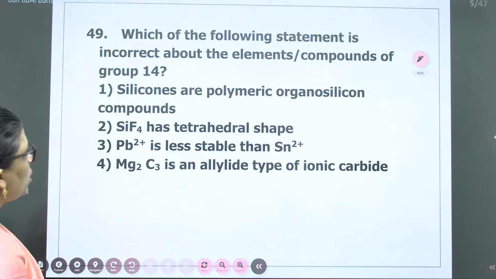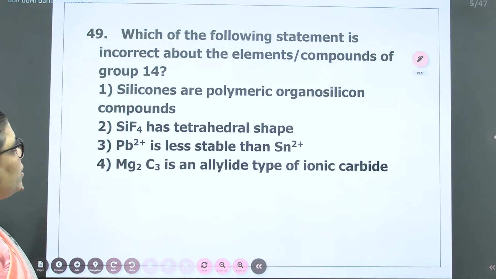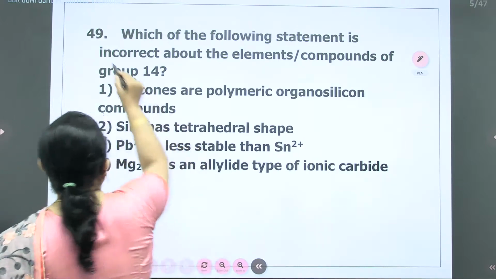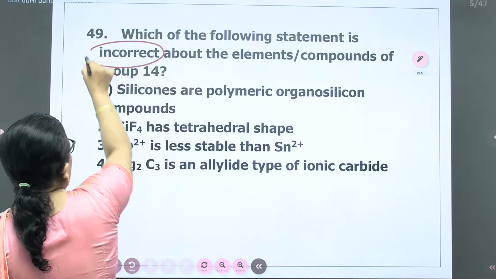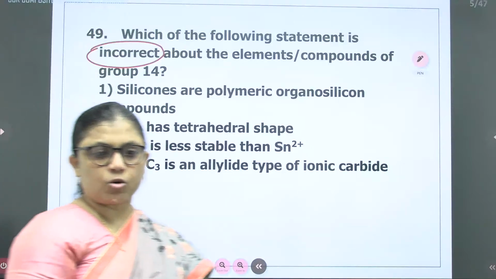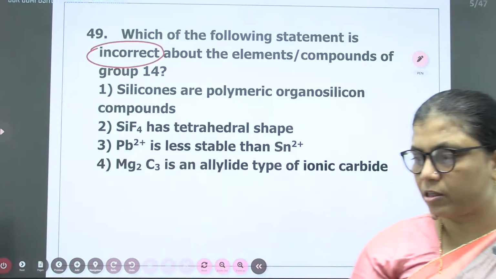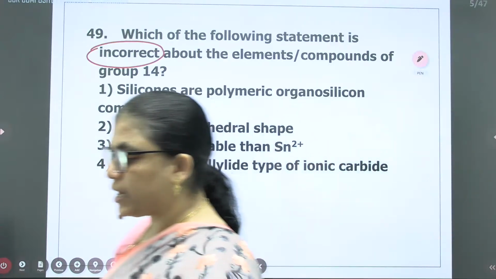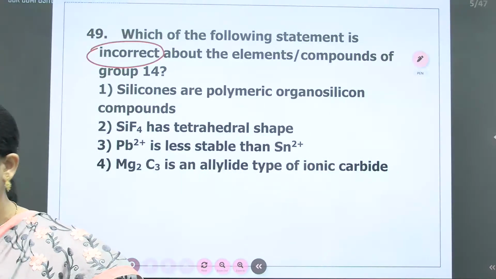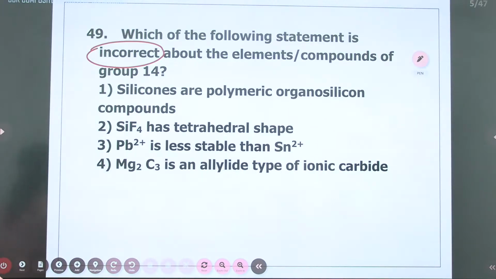Next question, question number 49. They are asking which statement is incorrect. What are they asking, children, over here? They are asking which of the options will be incorrect. Amongst the four options, which option is wrong? They are asking which option is not related with group 14 elements.